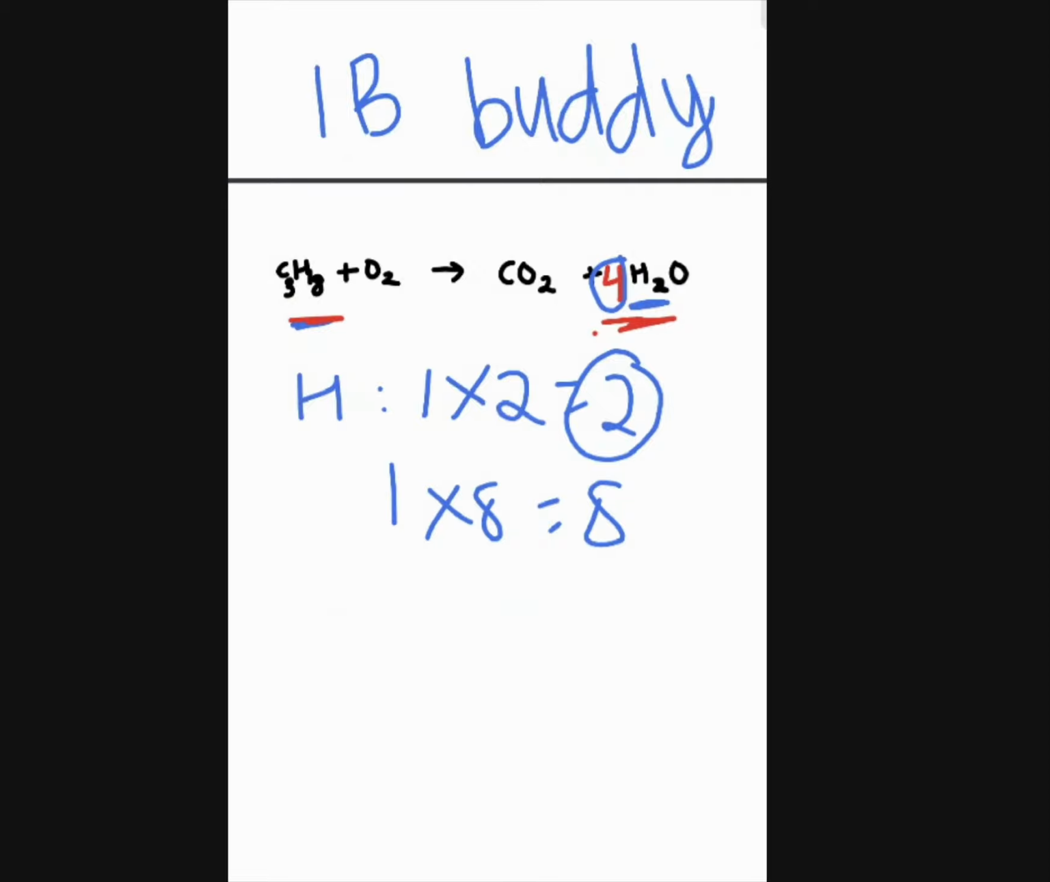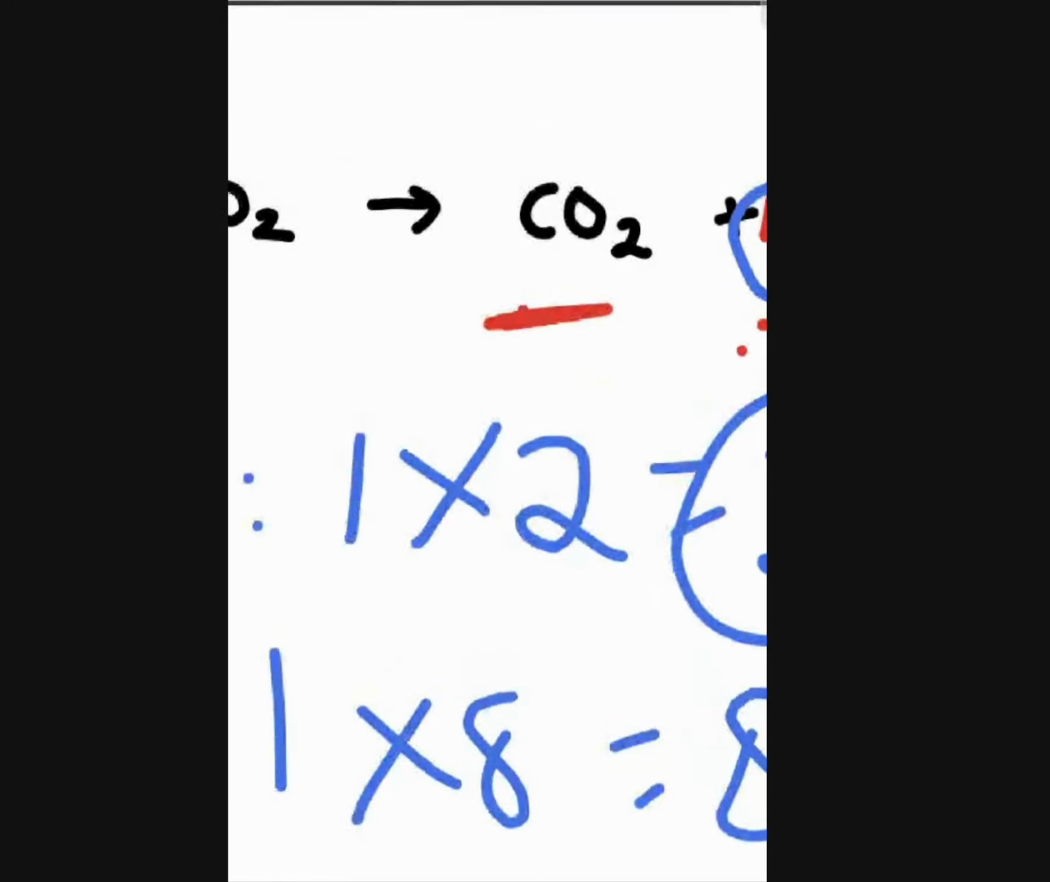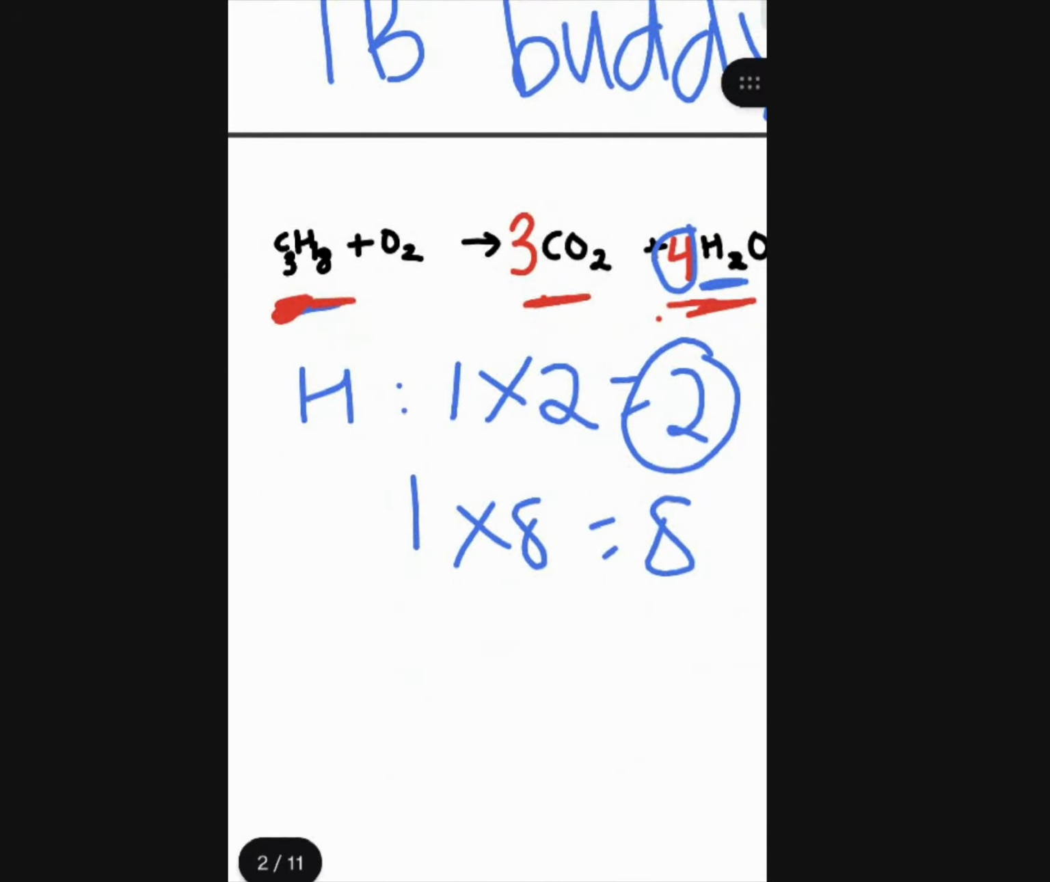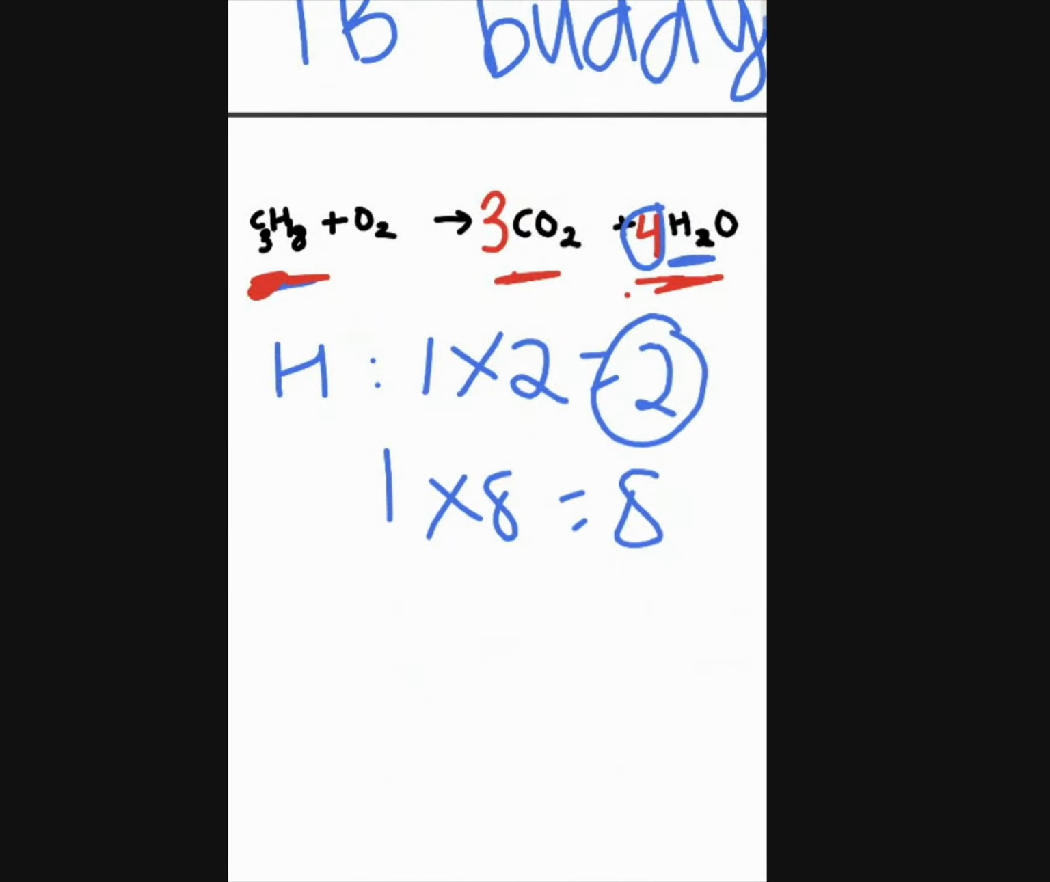Next, let's look at the carbon molecules. Here the carbon molecules have 3, but here the carbon molecules is only 1 because there's no subscript, and only 1. So the answer for this part is pretty simple. Let's just put a placeholder of a 3 in front of the carbon. Now we have 3 carbons on the LHS and RHS both. So we can see the condition is satisfied, this is satisfied, and the hydrogen is satisfied.